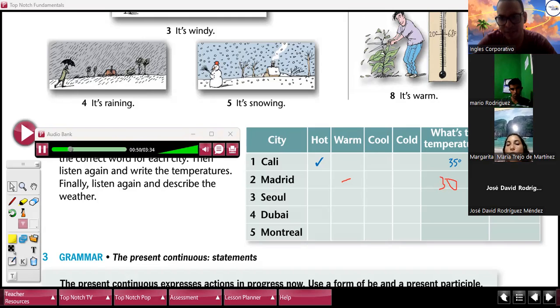This is Tim Sellers with today's Seoul weather report. The weather in Seoul is unusually cool for this time of the year. The temperature is 10 degrees, but it's sunny.